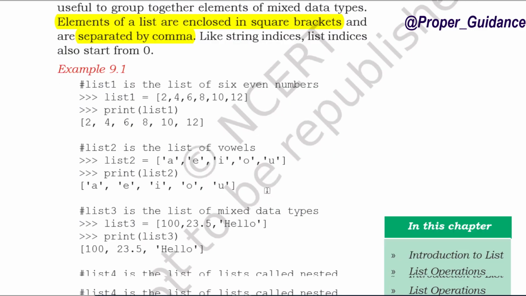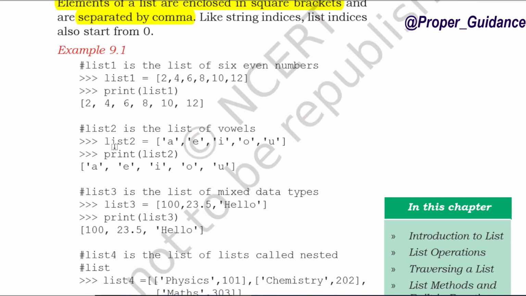Okay, and same thing for list 2, we are taking here A, E, I, O, U. And see here how can we write this one, because this is a string element, right? 2, 4, 6, 8 are integers, and here A, E, I, O, U are all characters. So how do we write this? Like this way. Within single quotes we have to write down the character element. Print list 2, and we get A, E, I, O, U separated by comma.